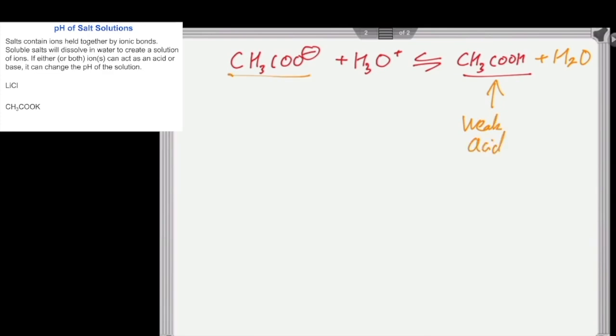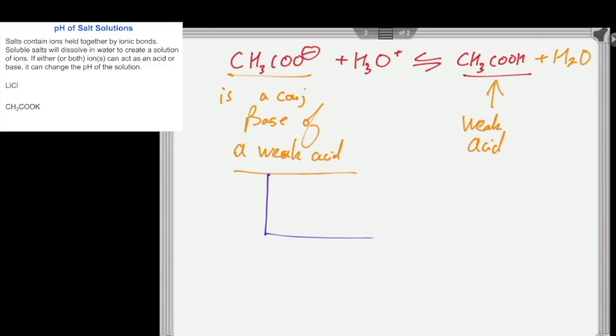Therefore, acetate is a conjugate base of some weak acid. Meaning, again, that means that acetate is part of an acid-base conjugate pair. Its conjugate is this weak acid. It is the conjugate base of a weak acid. That is where your sort of alarm bells go off. This is a species who will affect this equilibrium.